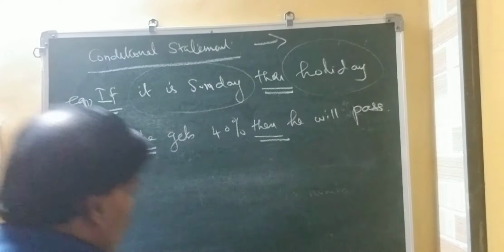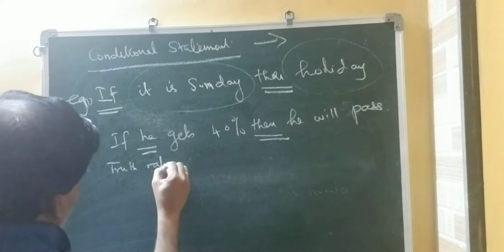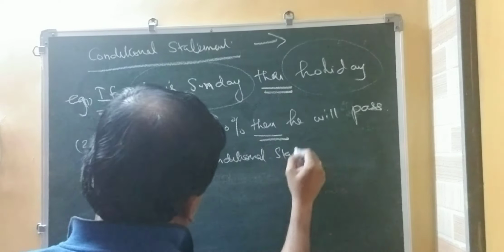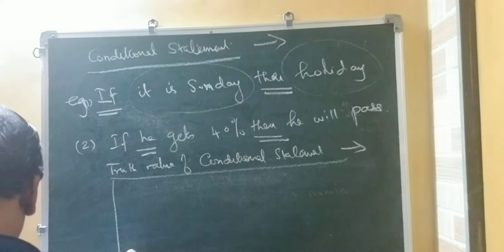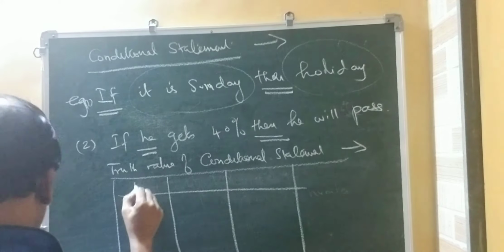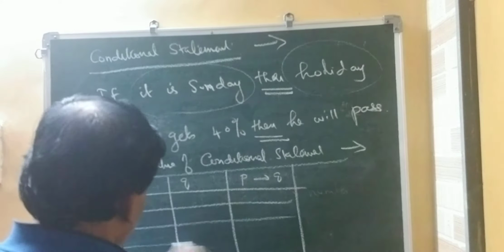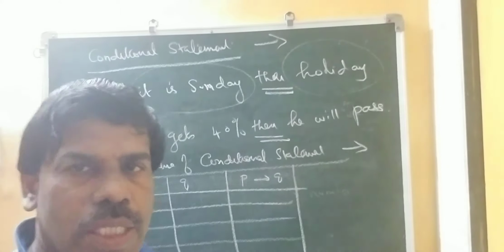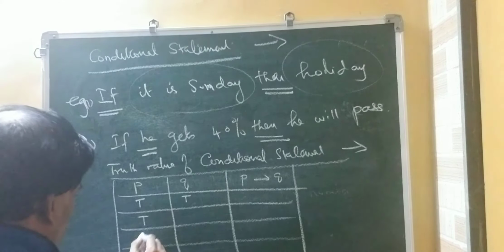So what will be the truth value? That we will write. Truth value of conditional statement. It is a one-sided arrow. Now, P, Q, P goes to Q. Now you tell me how many statements we have taken? Two statements. One is P, another is Q. So this statement may be true, this may also be true. So true, like that we are writing.